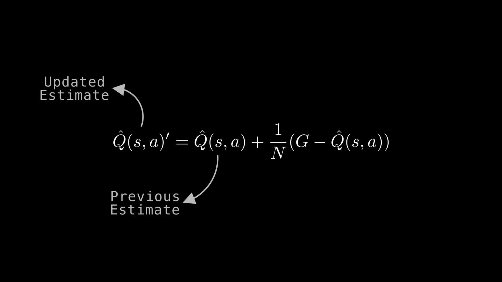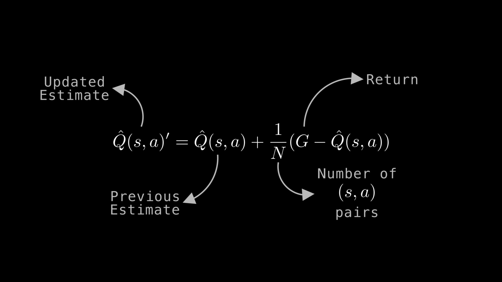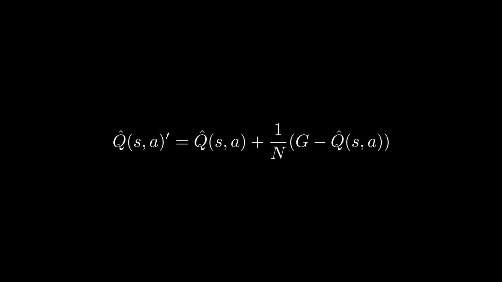But this requires us to keep track of the number of times each state-action pair appeared in all of the episodes we played. So it's common to modify this approach by multiplying the second term on the right-hand side of the equation by a small constant instead of the number of counts. This constant is known as the learning rate. The idea is that you update your estimate of Q by moving the current estimate a little bit towards the latest value of return obtained for that state and action pair.